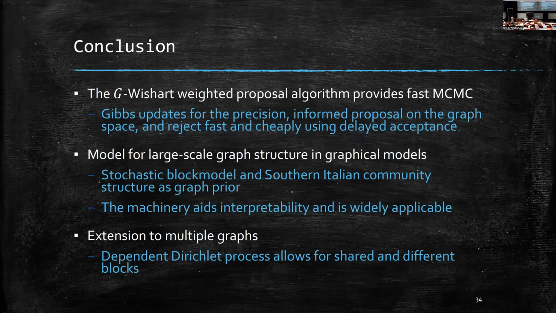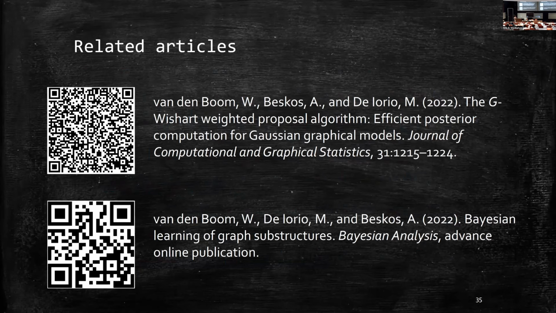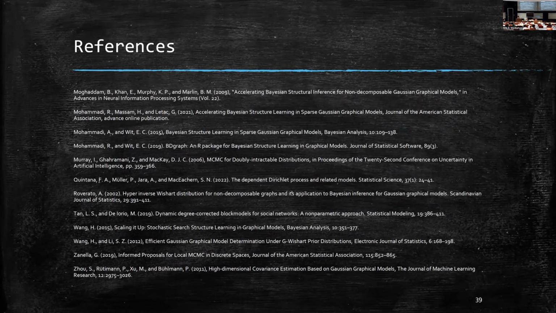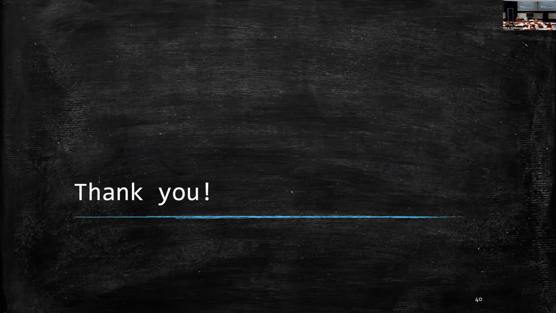Now, this one, apparently my postdoc told me that nowadays papers are cited with the QR code. So he gave me the QR code of our paper. The first paper is about the WWA and the second paper is about the graph substructure. And basically I just put here all the references that I've put in the paper, just to give you an idea of how active this area is. Thank you for listening and sorry for my voice.